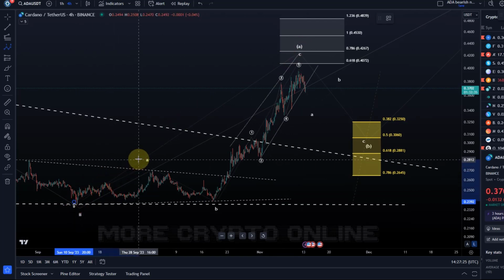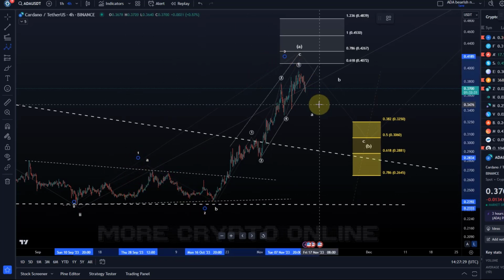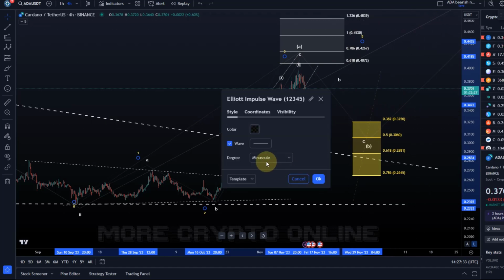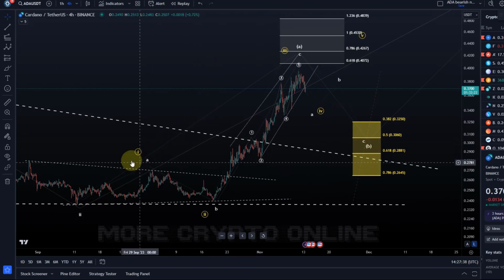This is where it's getting complicated. But to keep it simple, this would be a wave 1. I have to change the color, and I have to change the wave degree of these. Otherwise you can see it. So yeah, this is basically the alternative.